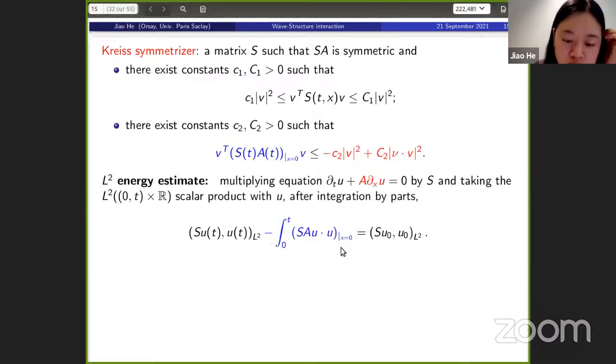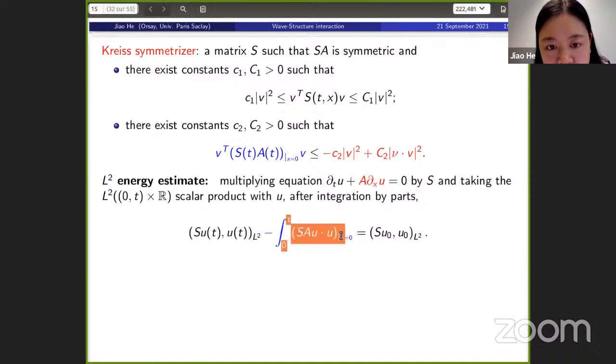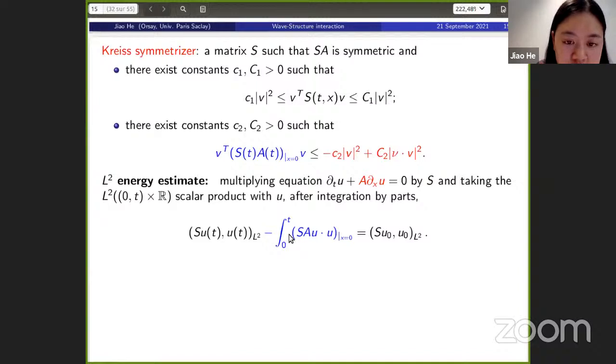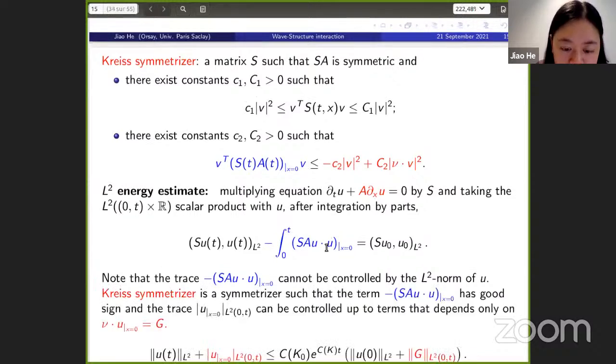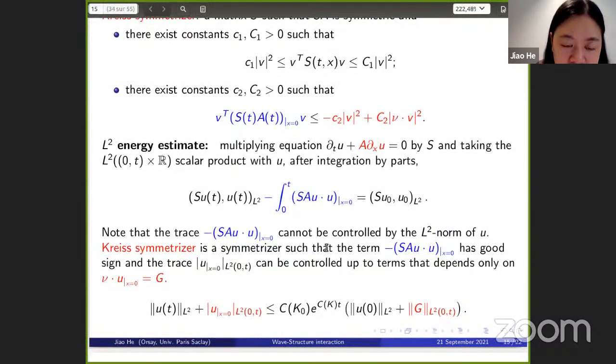There's a boundary term here, and this is why we have this. In the full line, this term will disappear due to the cancellation, but in the half line, this term will give us a boundary term. This is why we have this blue term here. And note that this blue term cannot be controlled by the L2 norm of U, except that this term has a good sign. And so an extra condition is needed.